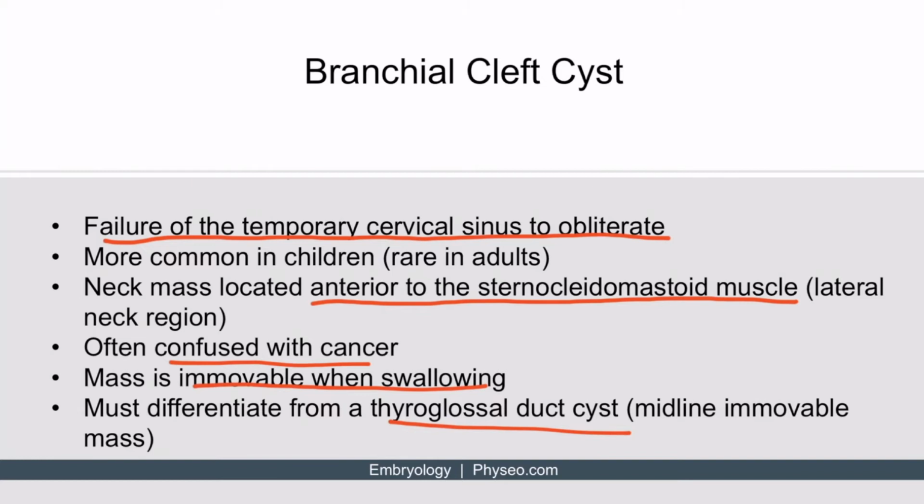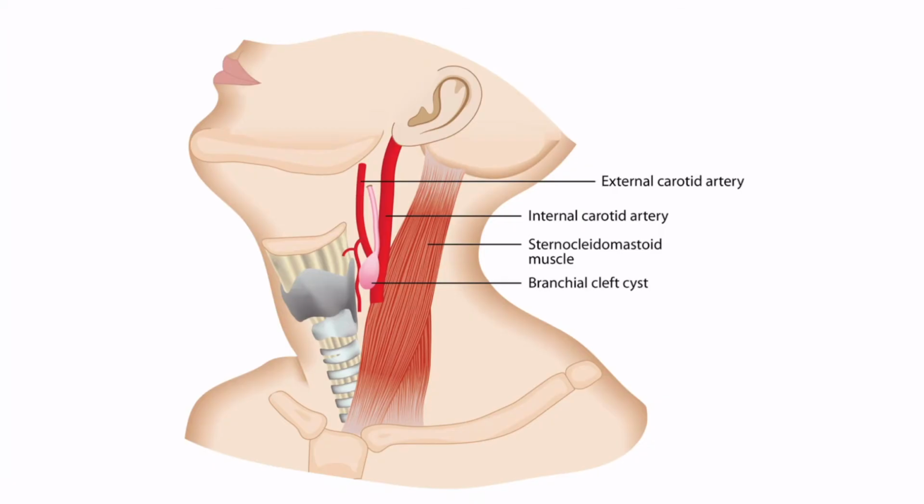A branchial cleft cyst presents as a lateral neck mass, whereas a thyroglossal duct cyst presents as a midline neck mass. We talk more about thyroglossal duct cysts in endocrine embryology. This is an image of a branchial cleft cyst. We can see the cyst right here. Notice that it's anterior to the sternocleidomastoid muscle, and it can be palpated in the lateral neck region.